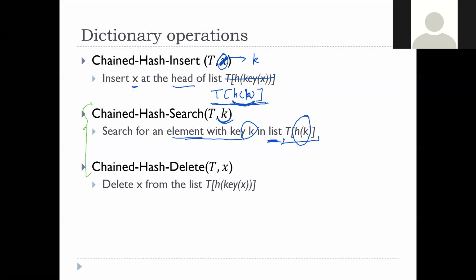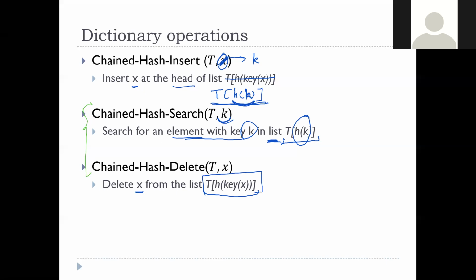And for delete, if you want to delete a specific one, then you simply go to the hash table, find this entry, and then from that list, you find the element and remove it from the list. So what is the time that we need for each of these operations?